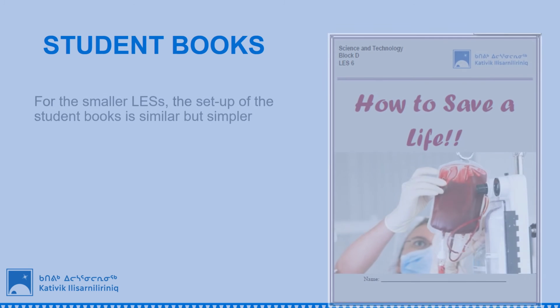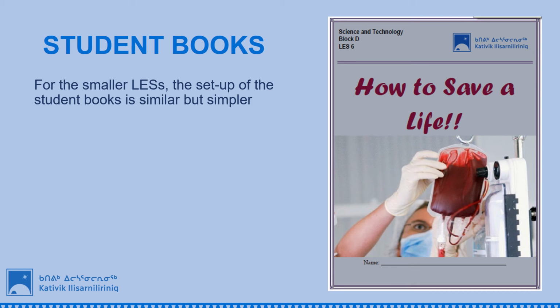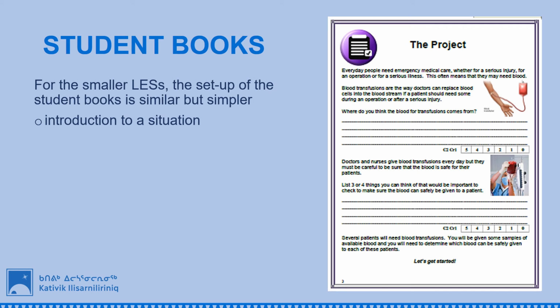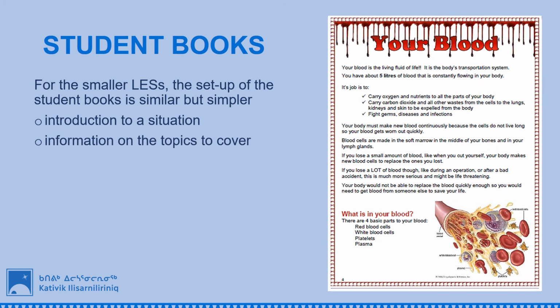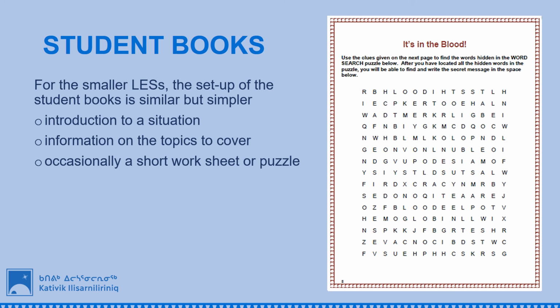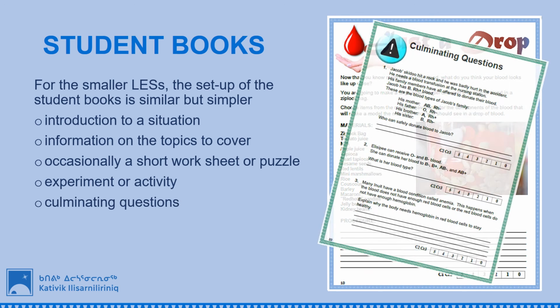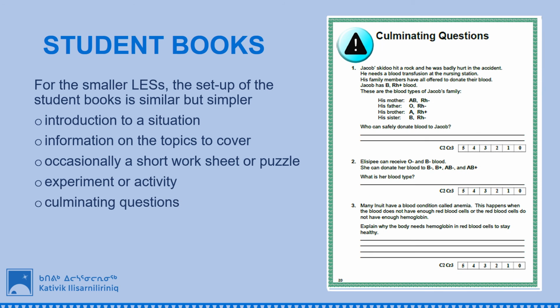For the smaller LESs, the setup of the student books is similar but simpler. The situation is introduced. The related concepts are explained with as many images as possible. Then there might be a short worksheet or word puzzle for the students to do. There's always a related experiment or activity. And of course, it concludes with culminating questions.